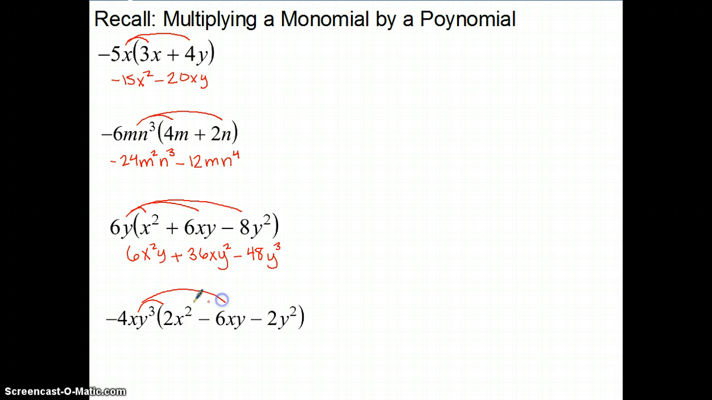Distributing again my negative 4xy to the third on the front. Negative xy to the third times 2x squared gives me negative 8, x to the third power, y to the third. Negative 4 times negative 6 gives me positive 24. X times x is x squared, and y to the third times y is y to the fourth. Negative 4 times negative 2 for my last term gives me positive 8. X and y to the third times y squared is y to the fifth power.